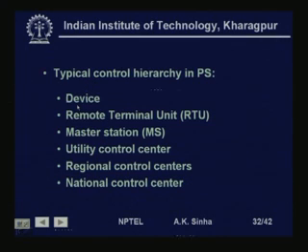Typical control hierarchy is device, then we have remote terminal units, master stations, utility control centers, regional control centers, and national control centers. So, from the device, the information goes up to the national control center. They are concentrated at these levels, and then they are sent further up.